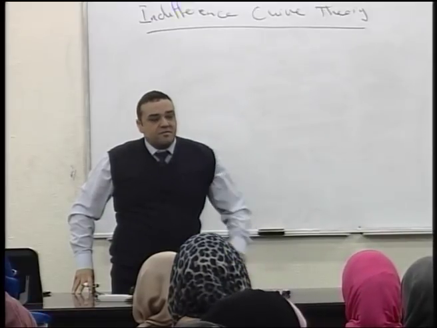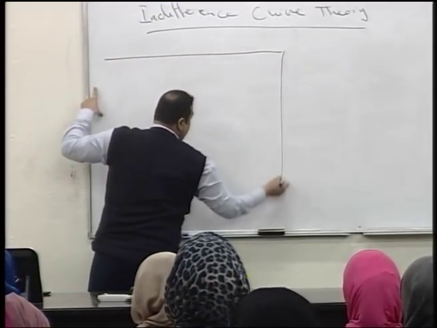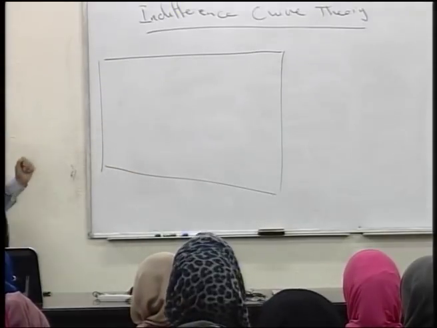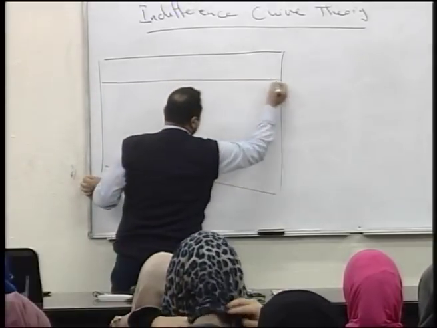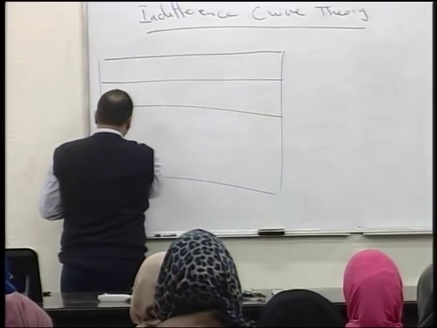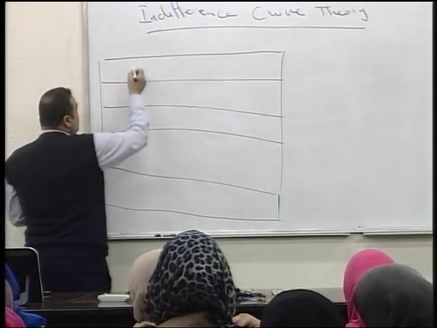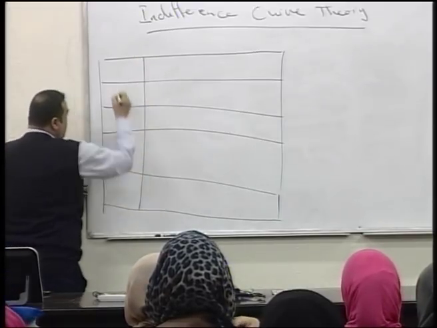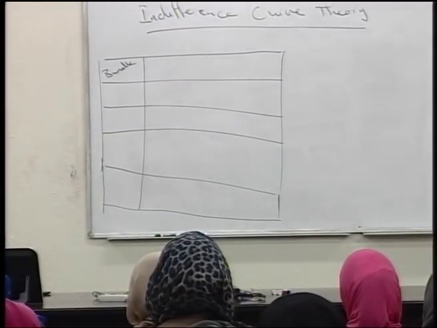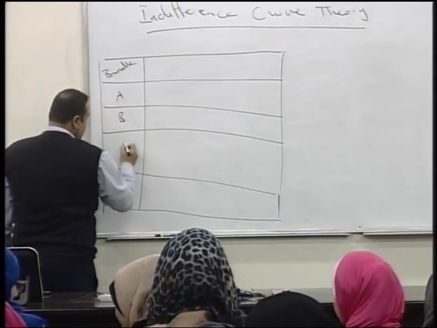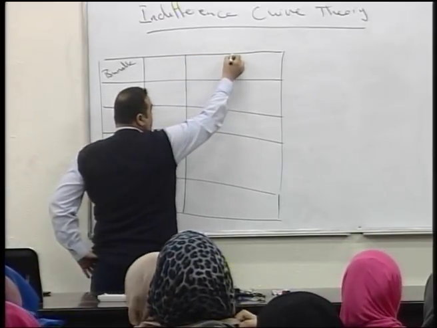To understand the idea of indifference curve, let us assume that we have the following data about a consumer, and this consumer consumes different bundles of goods. Bundle means group. A, B, C, D. And let us assume that we have two groups. Sorry, two products.